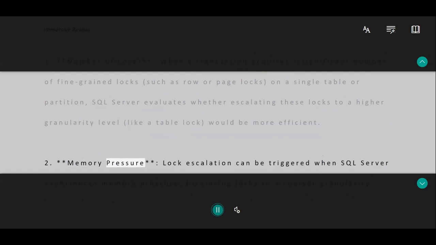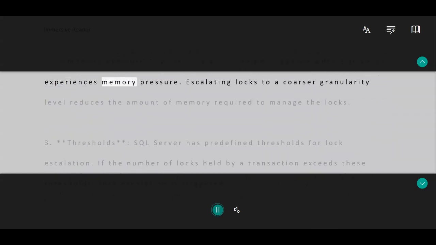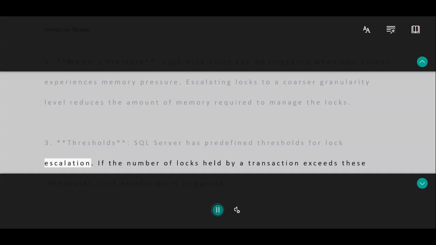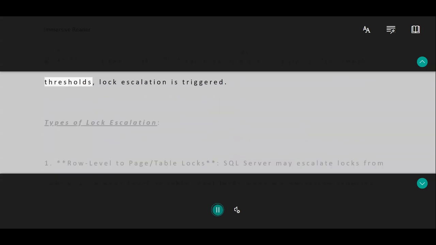2. Memory pressure. Lock escalation can be triggered when SQL Server experiences memory pressure. Escalating locks to a coarser granularity level reduces the amount of memory required to manage the locks. 3. Thresholds. SQL Server has predefined thresholds for lock escalation. If the number of locks held by a transaction exceeds these thresholds, lock escalation is triggered.